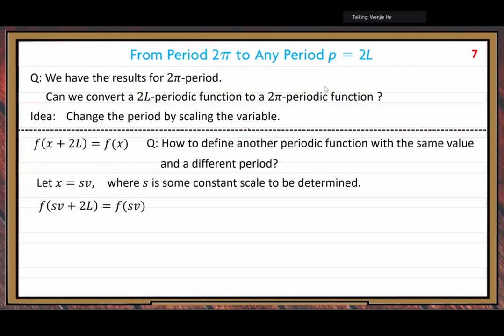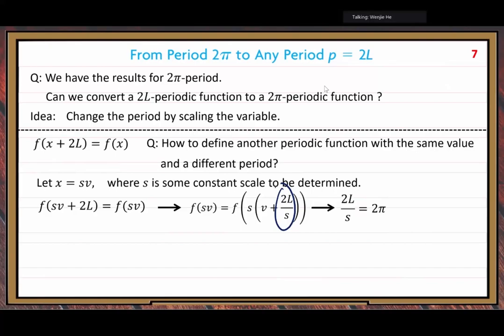Now we do variable substitution: substitute x by sv, then factor that s out. So v plus 2L over s. Now the period becomes 2L over s, right? Now we want to make this 2L over s equal to our old period, 2 pi. How about that?